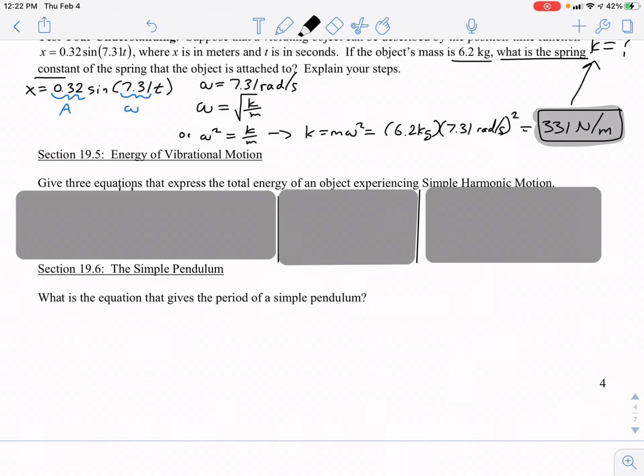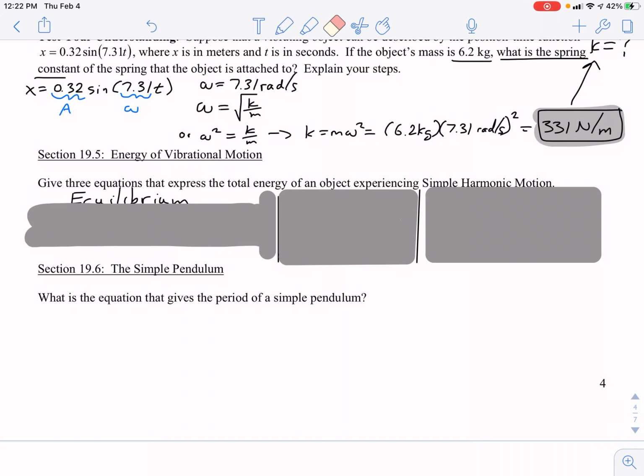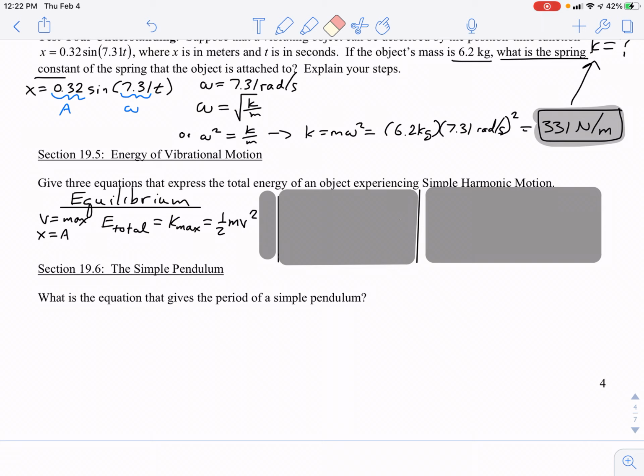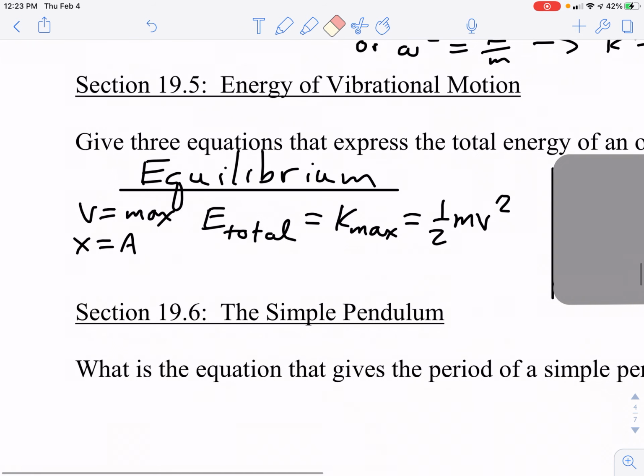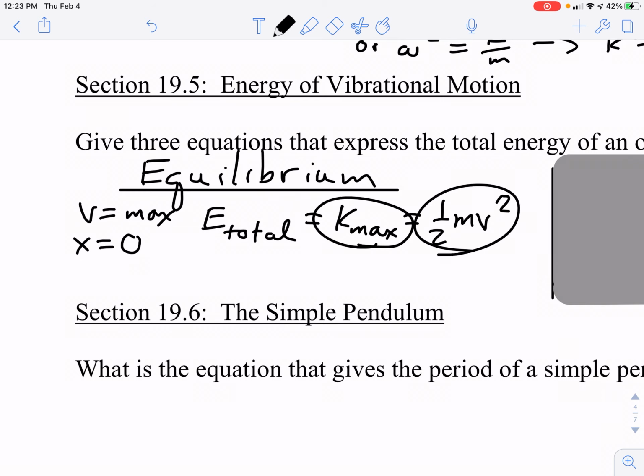Now, section 19.5, energy of vibrational motion. Give three equations that express the total energy of objects experiencing simple harmonic motion. Well, when you're at equilibrium, it's quite simple. Velocity is a max. x equals 0. Therefore, the total energy is really just the kinetic energy, or 1/2 mv squared.